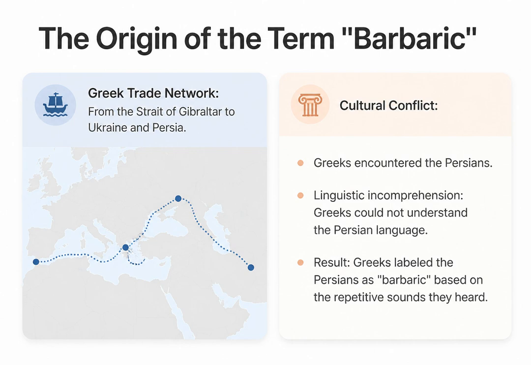When the Greeks encountered the Persians, they tried to communicate but could make absolutely no sense of the Persian language. To the Greek ear, the Persians just sounded like they were repeating the same nonsensical sounds over and over. Bar, bar, bar. Because of this simple linguistic incomprehension, the Greeks labeled the Persians as barbaric, a term that obviously took on a much heavier meaning in history.